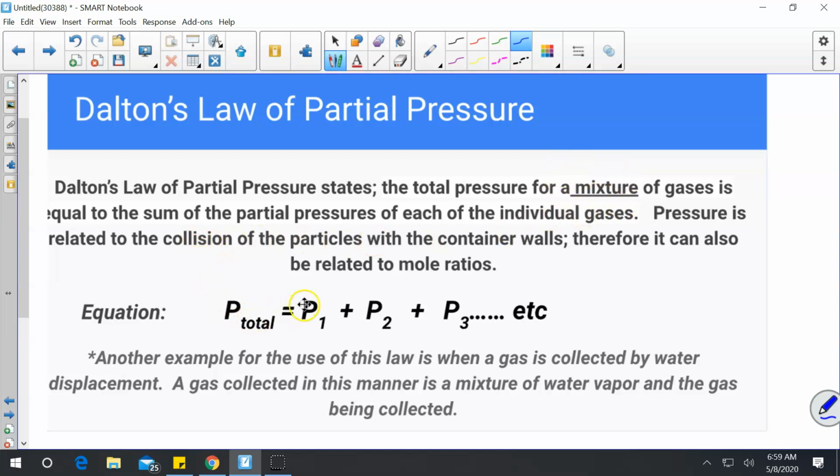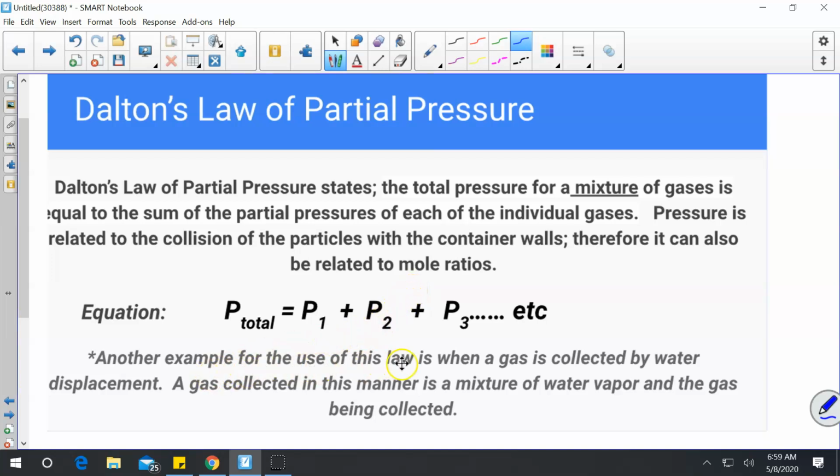So what we're saying is, if I had oxygen and carbon dioxide and hydrogen in a container, if I add up the pressure of all of those, it should tell me what the total pressure is. And this is also related to the mole ratio, because pressure is exerted by the number of particles in there. So the more moles, the more pressure there would be.